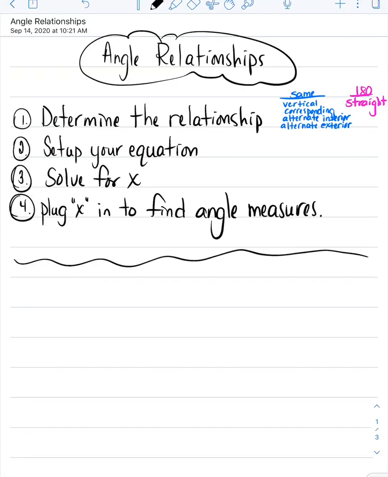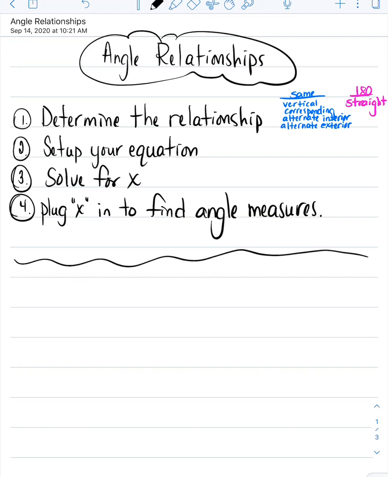Hey guys, today we're going to take a look at using angle relationships to find missing angle measures. So first, I want you to pause the video and write down these steps. So now that you have your steps, let me explain what we're doing.